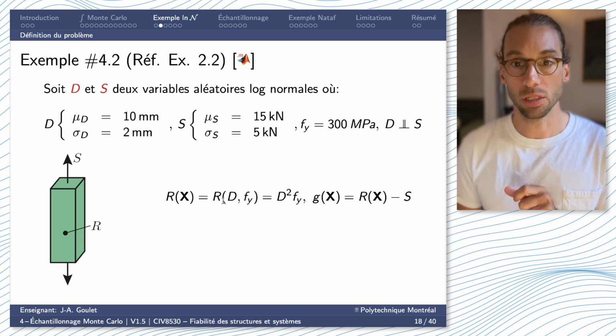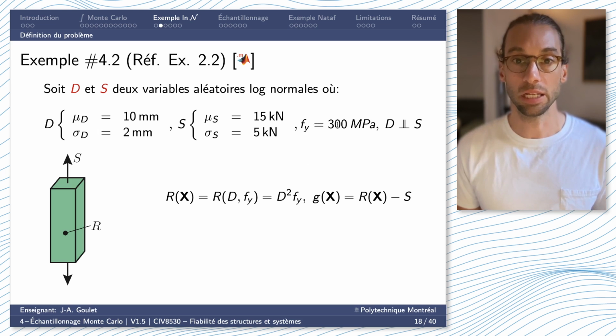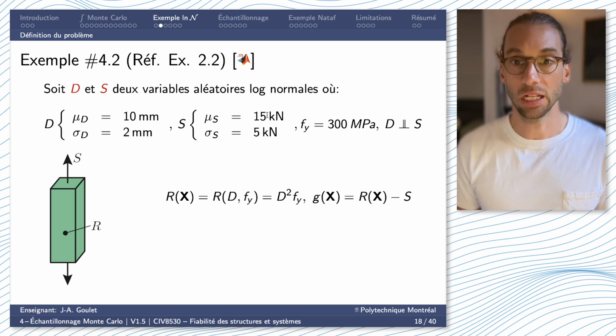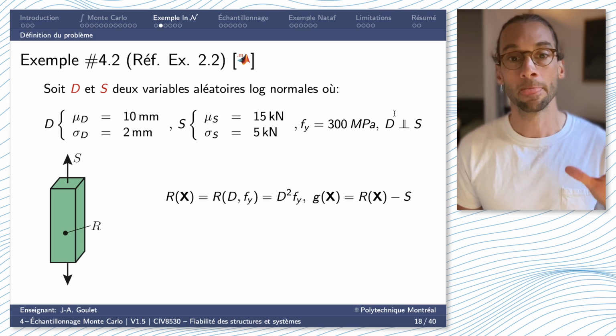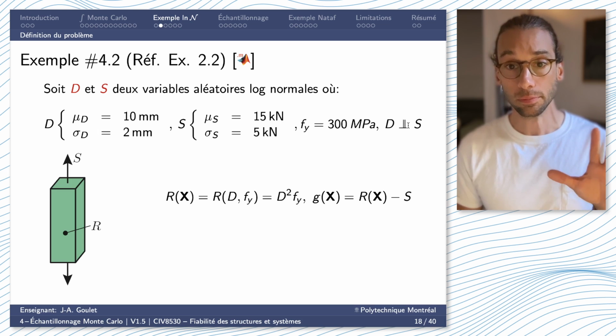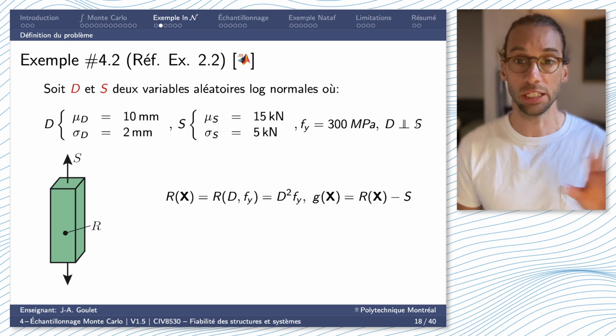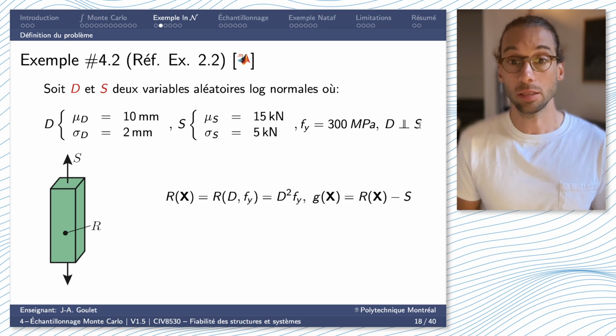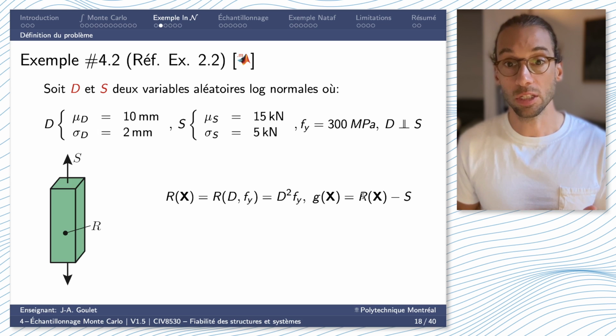So our resistance model is going to be d squared times fy, the yield strength, which is defined in this case as 300 megapascals. Solicitation, the mean is 15 kilonewtons. The standard deviation is 5. And we assume here that the dimension of the bar is independent of the solicitation applied onto it. So we define our limit state function as the difference between our resistance model that involves x and the solicitation.